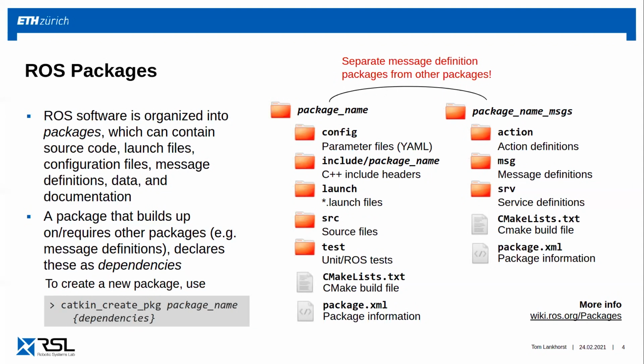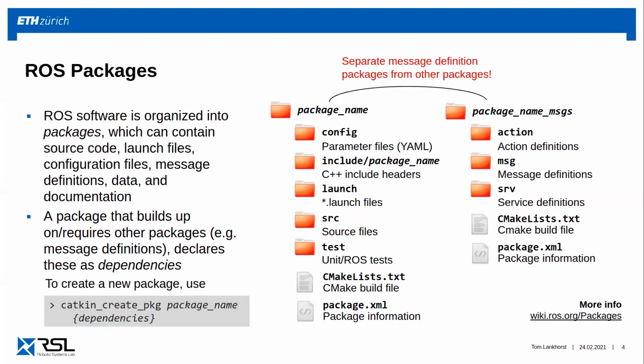If we take a look at, in this example, package name, we see that there is a config directory. The config directory includes the parameter files, which are used in the ROS Parameter Server, which we will discuss later. Then we see the include directory. This is a typical C++ include directory, so it will contain the headers of the package, of the software that we are writing, and the libraries that we are creating.